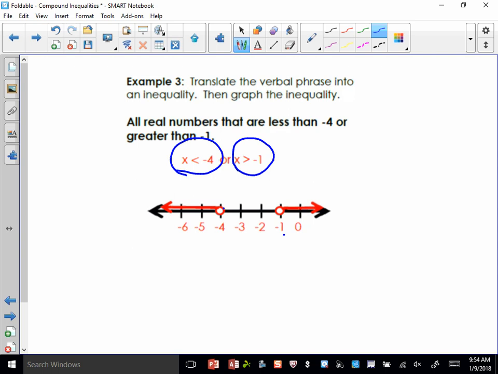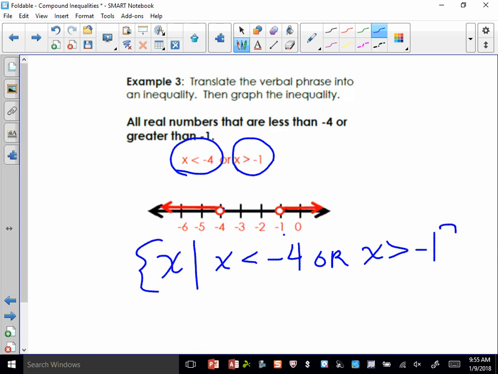Now for set builder notation for an or statement, that's the difference: you will actually see the word or. You just simply write X, and it doesn't really matter which one you write first, since it's an or. So you actually have to write out the word or. Whenever it's an or, you'll always see the word or. And you may not necessarily see that, and I'll show you what I mean in a few minutes.